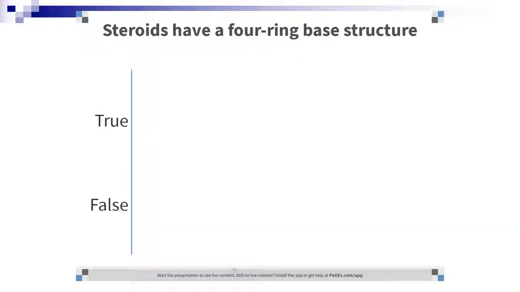All right, so here's a quick question for you. Steroids have a 4-ring base structure. And it turns out that is true. 3 of those rings are 6 carbons, and one of the rings has 5 carbons in it, and they're all attached to one another.